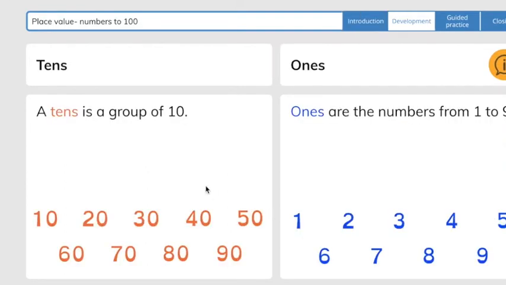Okay, so tens are groups of ten, just like these numbers down here. 10, 20, 30, 40, 50, 60, 70, 80, 90. So tens all have one thing in common. They all have a group of 10. Ones are the numbers from 1 to 9. These are all single digits, okay? You don't have any ones that are greater than 9. So we have 1, 2, 3, 4, 5, 6, 7, 8, 9. And those are our ones.